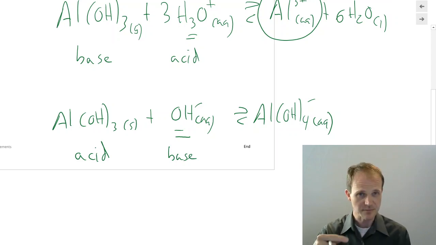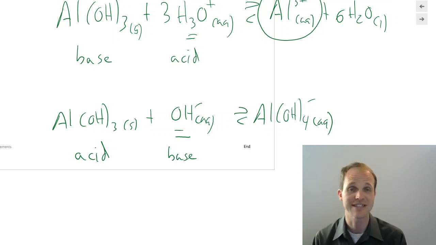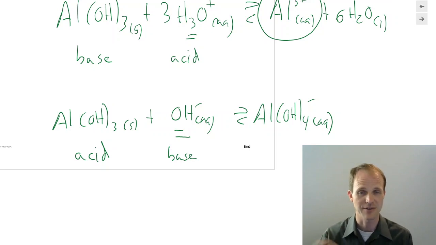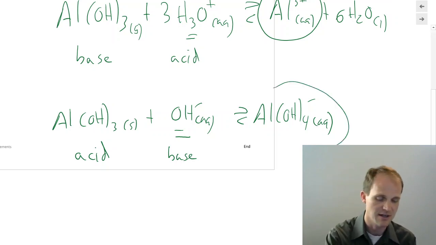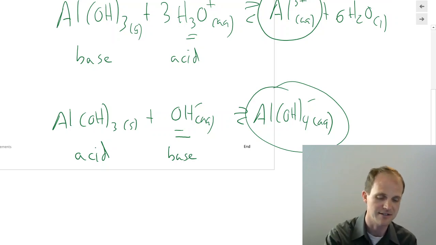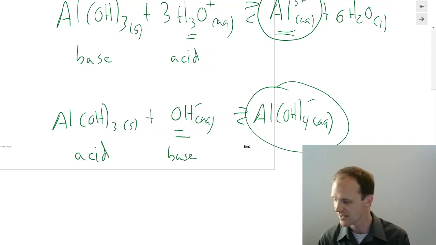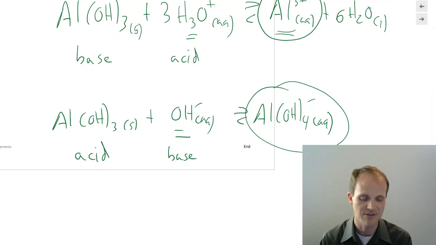What's really neat is you have this solid that is definitely pH dependent on how it reacts. But no matter whether you add an acid or a base, it'll dissolve. It just dissolves into different things. So if you add a base, it acts like an acid and dissolves into this ion complex. If you add an acid, it'll act like a base, and it'll dissolve into just the free aluminum ion. So some neat chemistry there in amphoteric hydroxides.